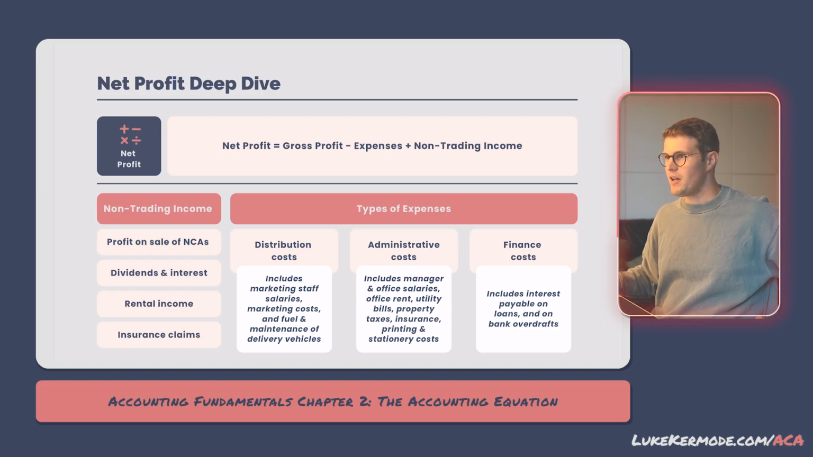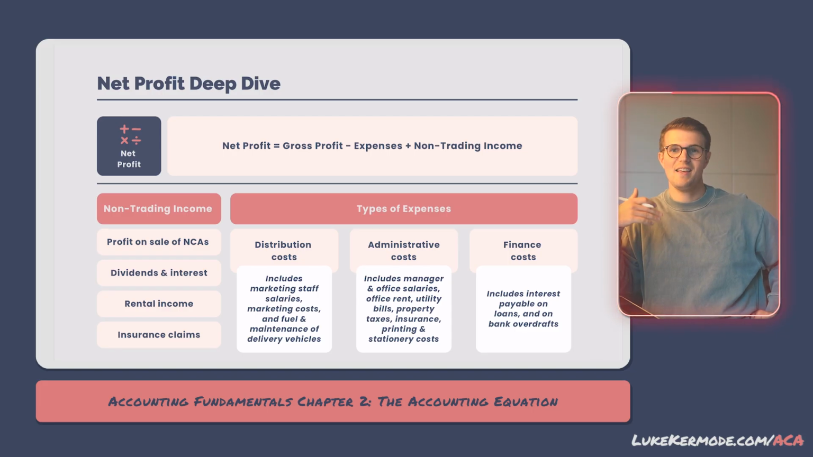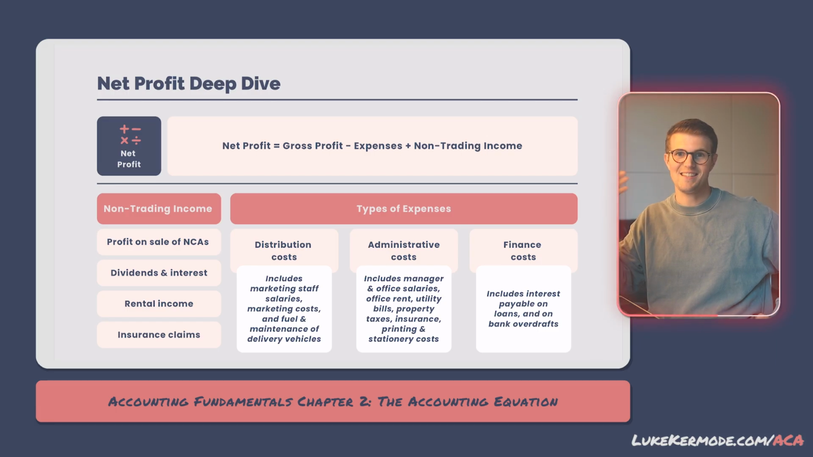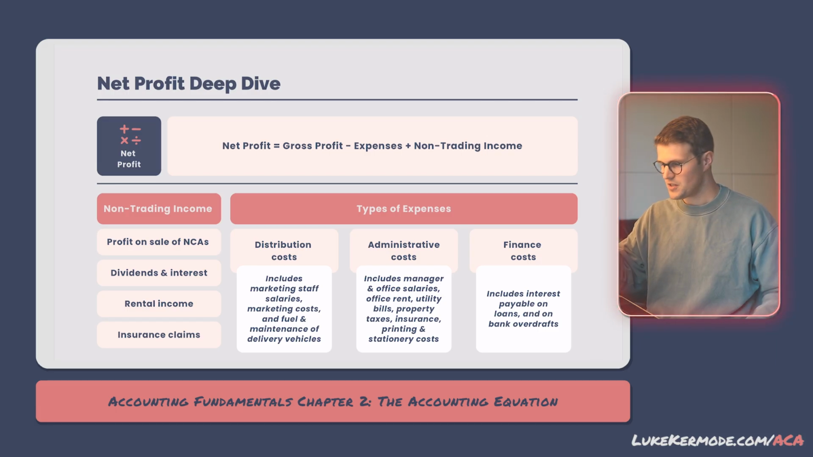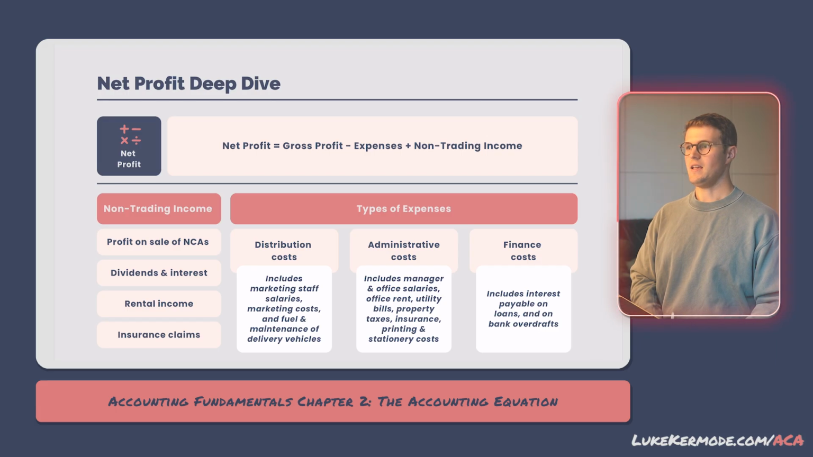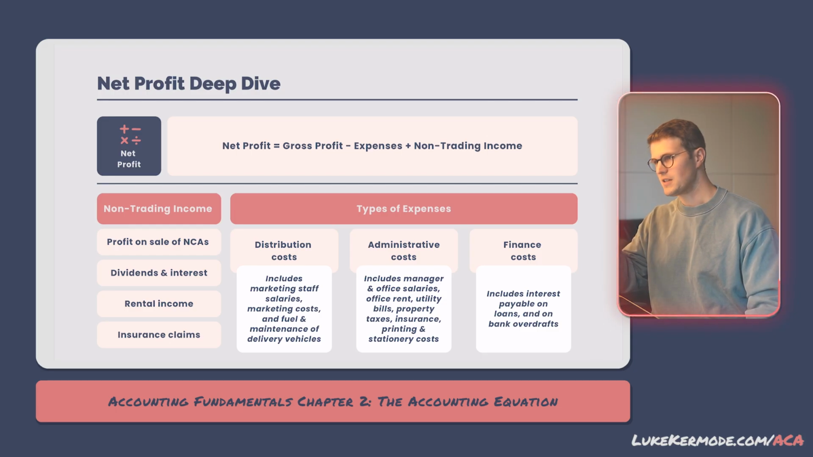Let's now take a deeper dive into net profit. Net profit tells us the business's overall financial performance after taking into account all sources of income and all business expenses, not just those linked to the selling of goods. So the formula for net profit is gross profit plus income from other sources minus any business expenses not already accounted for in cost of sales.